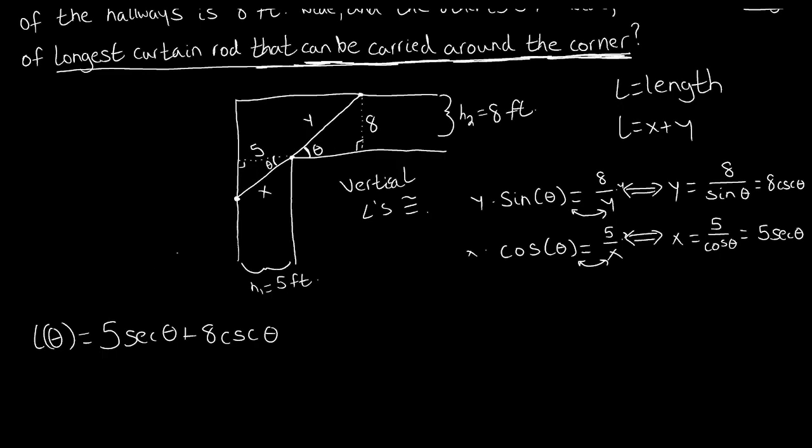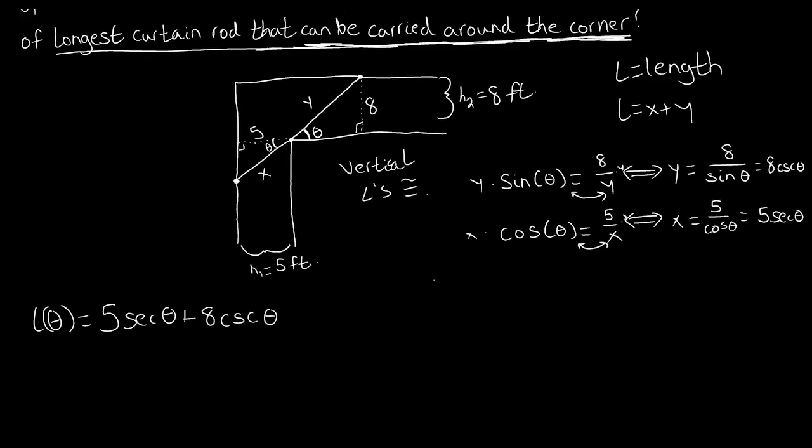So after we can figure out what this theta is, we can very easily figure out what our length is by plugging that theta value into our x and y functions here that are also in terms of theta, and then plugging those values into L equals x plus y to figure out the length of our curtain rod. So we have a general strategy in place for this problem. Let's go ahead and look at what happens now that we need to take the derivative and find the critical points for this function.